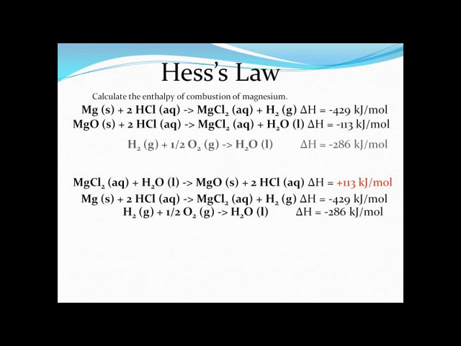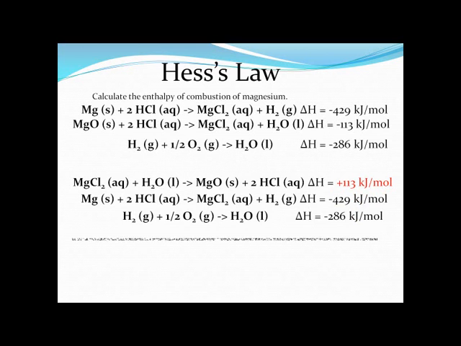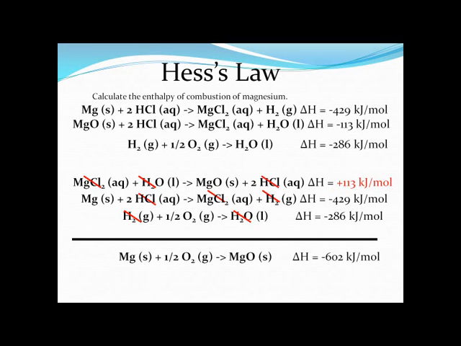Then, in order to cancel things, we have to introduce the H2 plus a half O2 making H2O. That itself is also at negative 286 kilojoules per mole. The hydrogens will cancel on either side. The waters cancel on either side, the magnesium chlorides cancel on either side, and finally the hydrochloric acids cancel on either side. And then when you add them up, you get a value of negative 602 kilojoules per mole for the heat of combustion of magnesium.